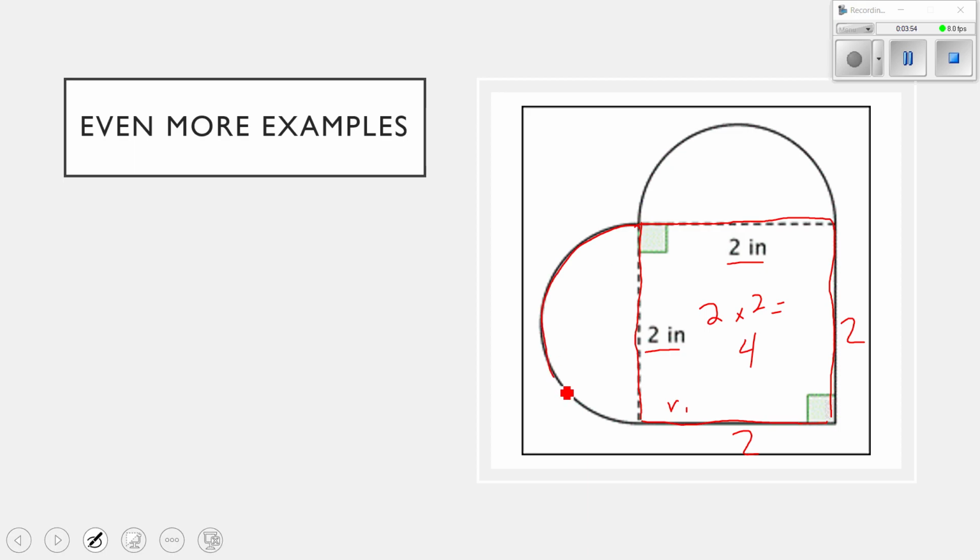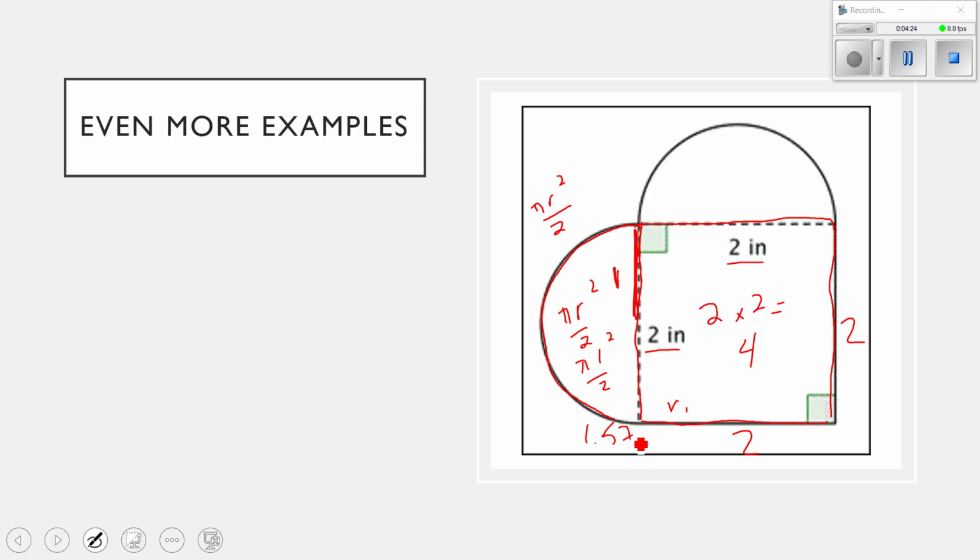Next, I have a half circle. I said a half circle is going to be pi r squared divided by 2, and my radius is going to be half my diameter. If my diameter is 2, my radius is going to be 1. So I'm going to do pi r squared divided by 2, which would be pi times 1 squared divided by 2, and that simplifies to pi divided by 2, or 1.57.